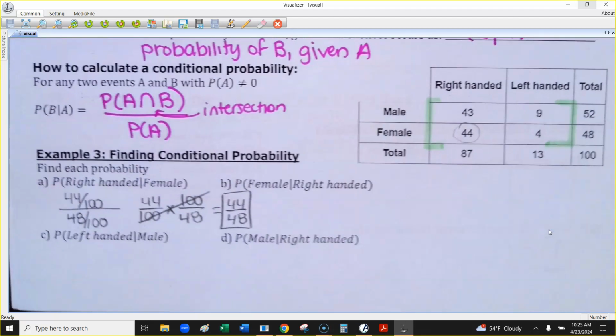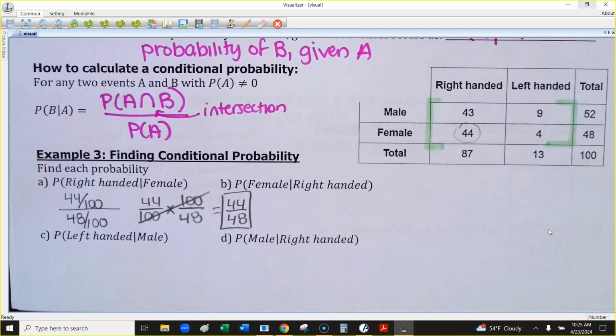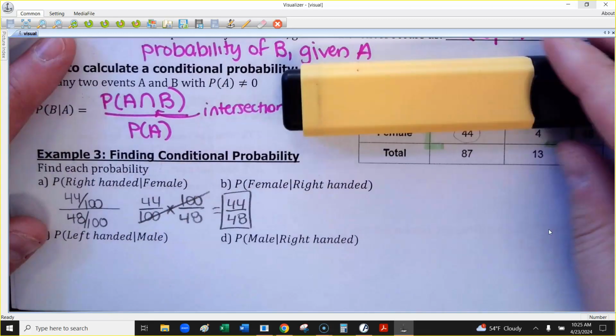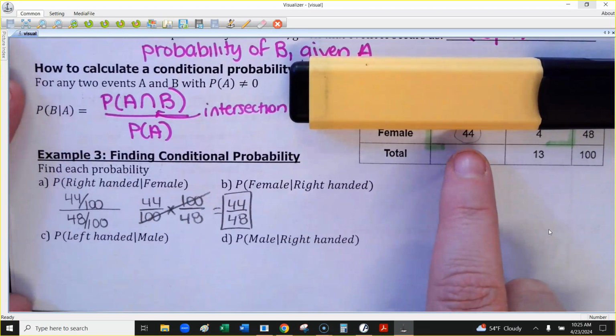So I'm taking the intersection, right-handed and female, which is the top probability, and the probability of the given event. Now here's what I do, especially if you have a table. I ask, what is the given part? Given that the person was female, I don't even look at the rest. I just look at the line where I have girls. Given that the person's female, what's the probability that they were right-handed? Then it would be 44 out of 48.